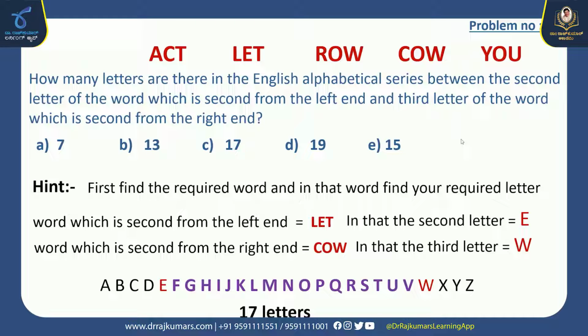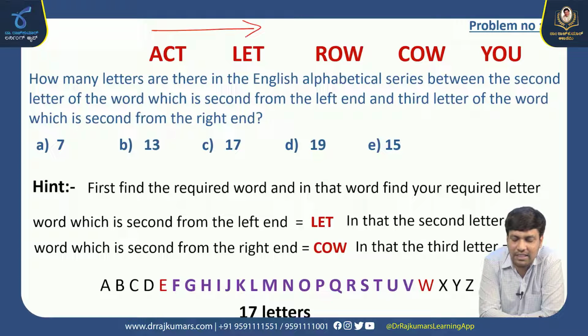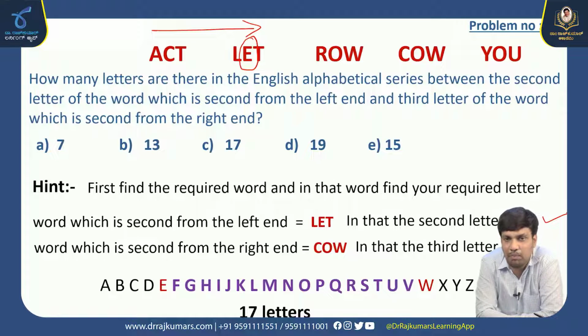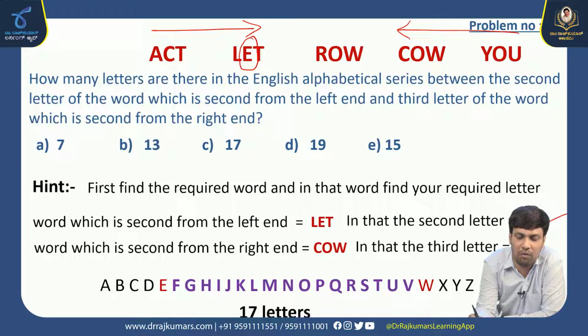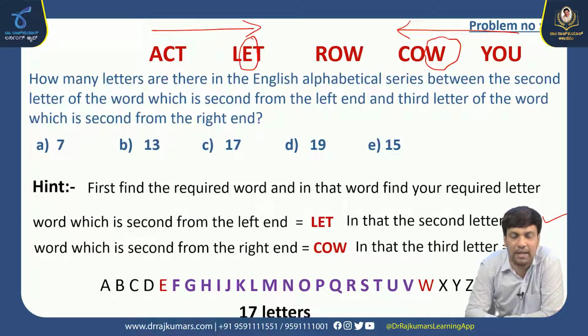The word which is second from the left end is "let". In that word "let", you need to find the second letter. The second letter in the word "let" is E. On the right extreme, the word which is second from the right end is "cow". In that "cow", we need to find the third letter. In the word "cow", the third letter is W. So we need to find how many letters are there between E and W. Between E and W, we have 17 letters. So the right option for this question is option C, that is 17.